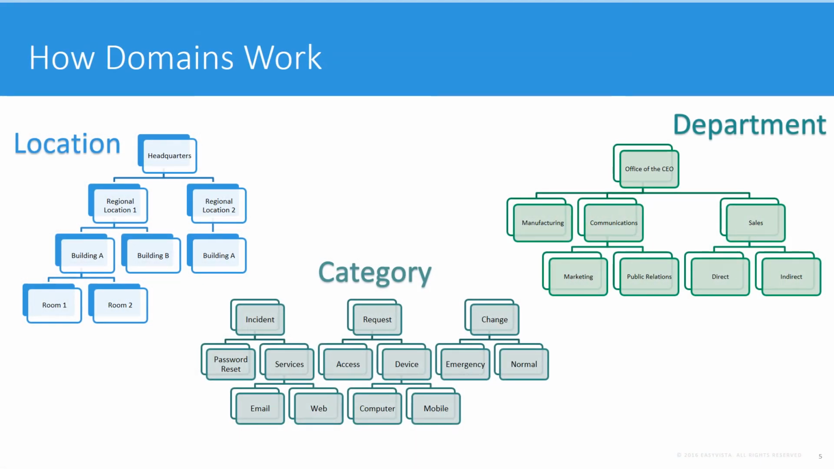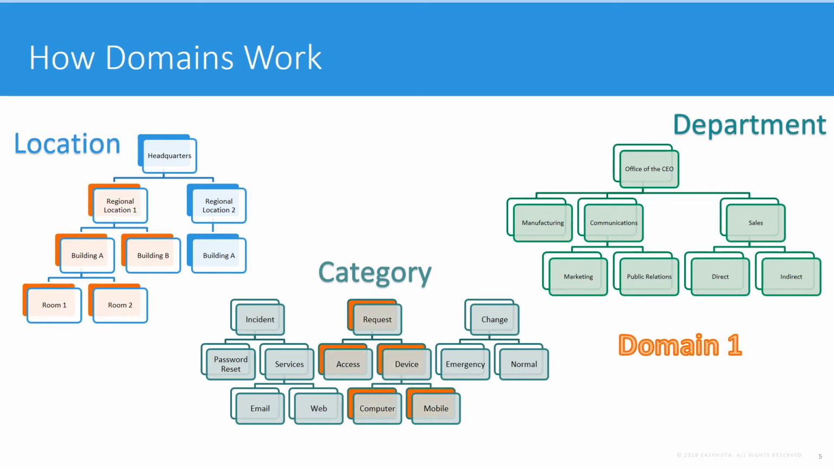Here we see three of the four hierarchies modeled in the EasyVista domain structure: location, category, and department. It's important to note these hierarchies are completely configurable by you. For example, location could be a hierarchy modeled by geographic location, as in country to state to city to address, or a logical hierarchy, as is shown in this example of headquarters to region to building to room. The system will allow you to model any structure that meets your needs.